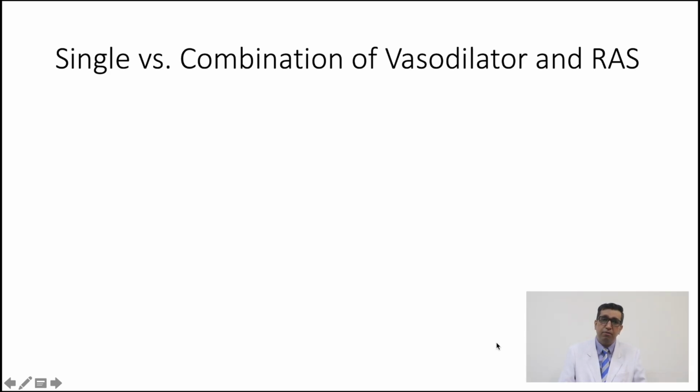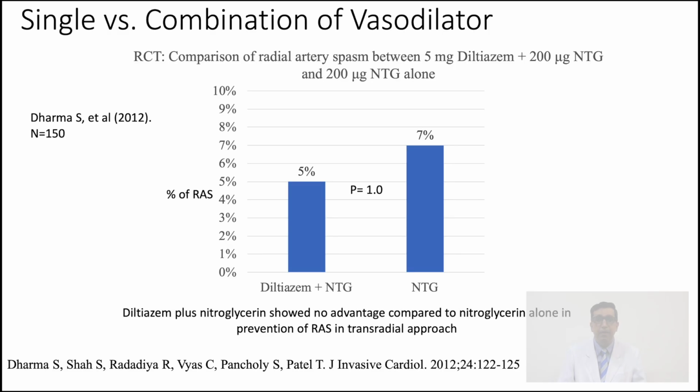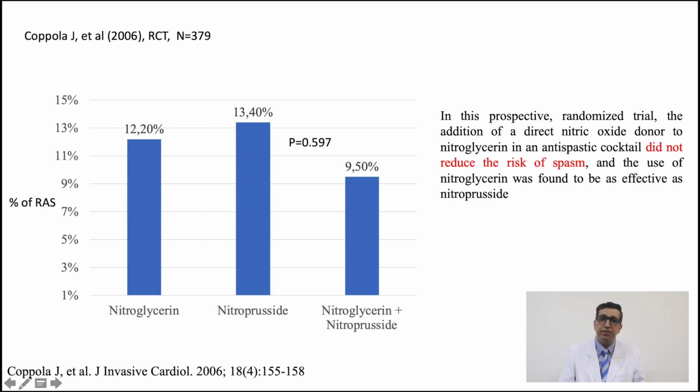Now, should we use a single or a combination of vasodilators to prevent radial artery spasm? We did this analysis from around 150 patients in a randomized controlled trial, and we have shown that diltiazem plus nitroglycerin showed no advantage compared to nitroglycerin alone for RAS prevention in transradial approach. And John Coppola and colleagues have shown that the addition of a nitric oxide donor, in this case nitroprusside, to nitroglycerin did not reduce the risk of spasm.